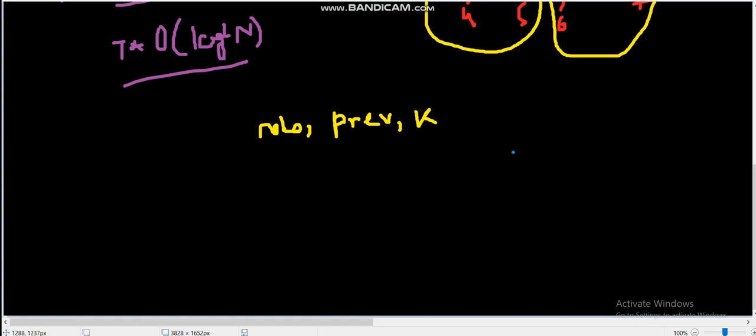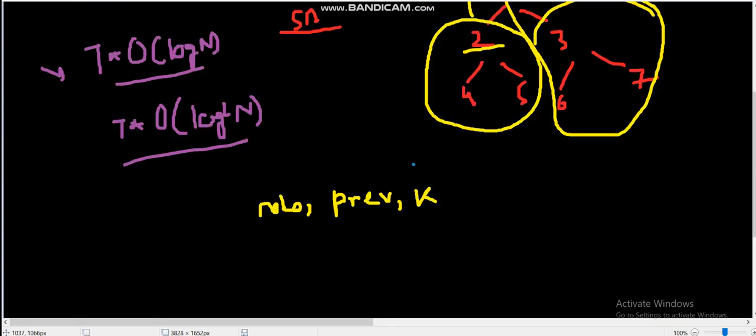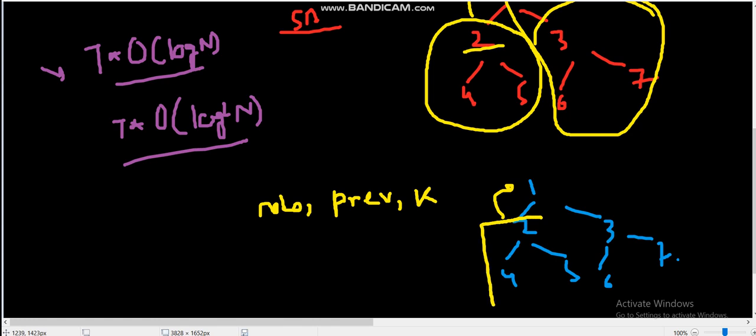So let's say our current node is, let's say this example, 1 2 4 5 and 3 6 7. Okay, so let's say we jump from 2 to 1. Now we don't want to check this subtree. Okay, so our previous node will be 2 and our current node will be 1. So we will not check the subtree of previous. Okay, that's what I have done here.